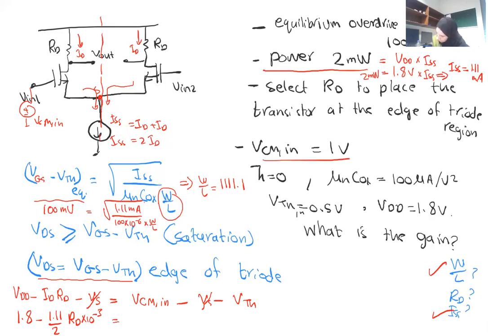Where I wrote it here. So this is 1 volt minus V threshold. Here, from solving this equation, we find RD to become how much? 2.34 kilo ohm.